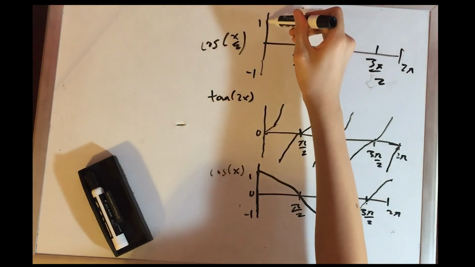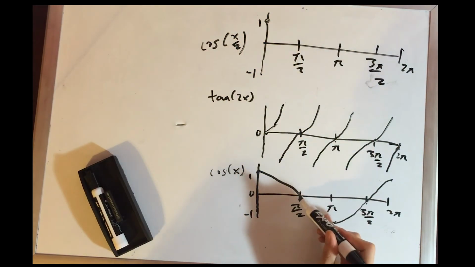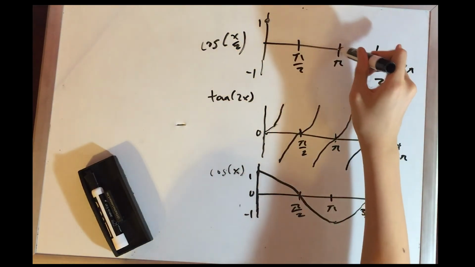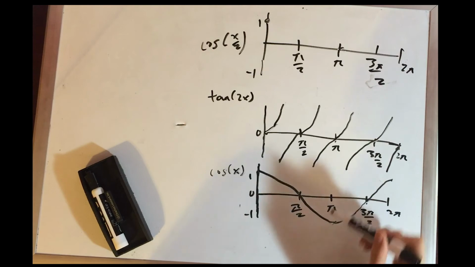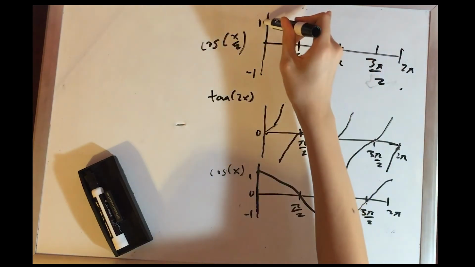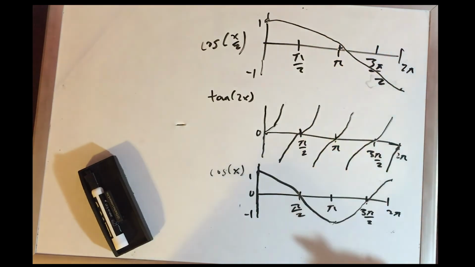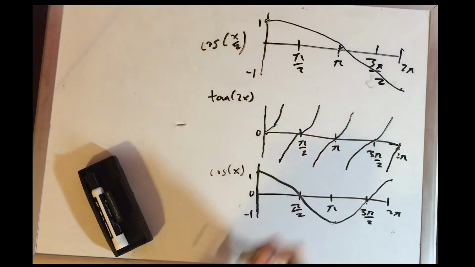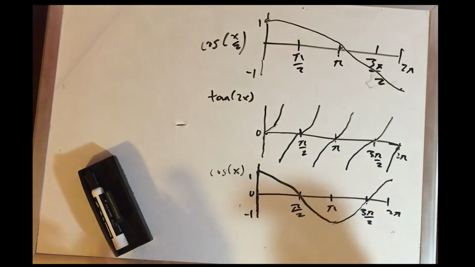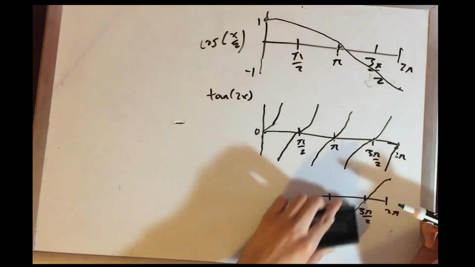So I'm still going to start at 1. The 0 at pi over 2 is going to be at pi. This negative 1 is going to be at 2 pi instead. So it's just going to look like this. Not that interesting. It's almost just like a straight line. So now we're going to combine our two functions together.